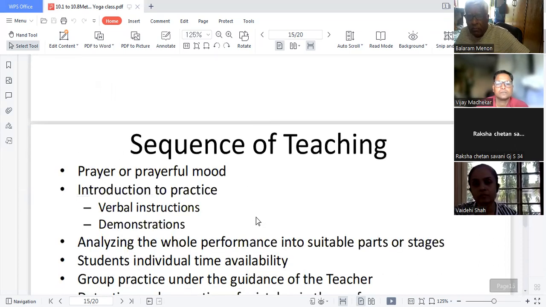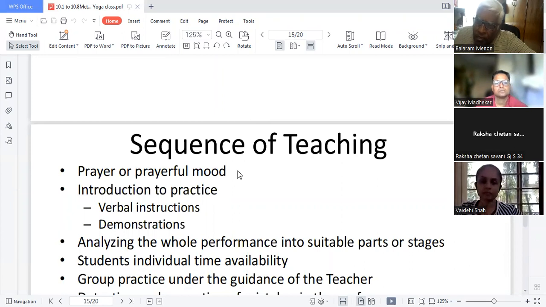Sequence of teaching. That is the sequence of teaching. Initially, why do we do the prayer? Why do you start with the prayer?